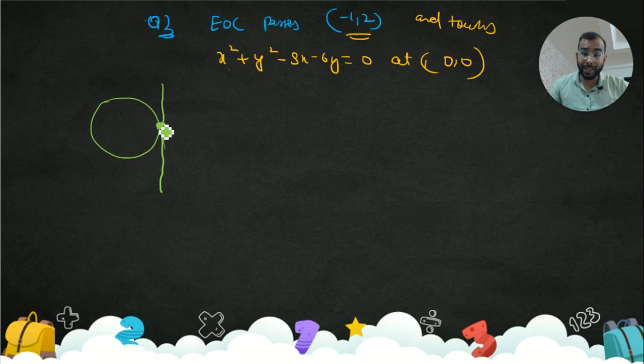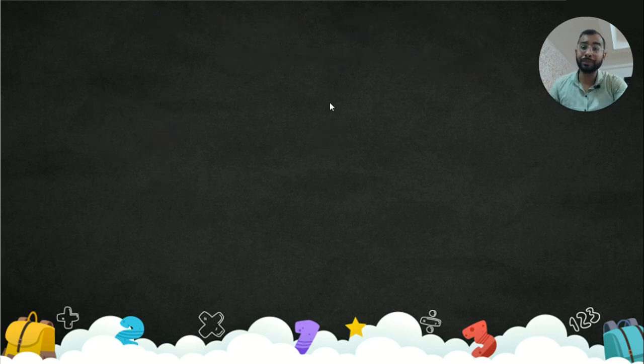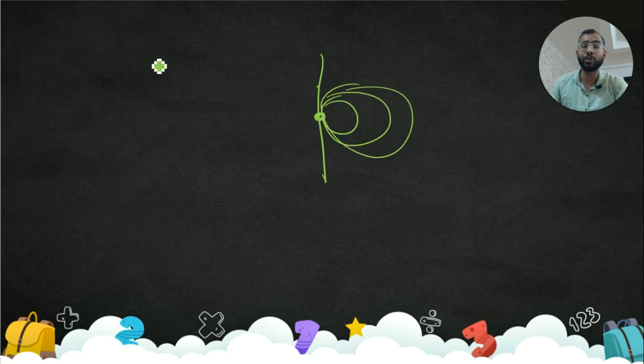मीन्स देर इज अ लाइन, देर इज अ पॉइंट. मीन्स there is a line, there is a point. So how many circles? Infinite circle. How to write? S plus lambda L equal to 0. So first find equation of this line and circle.